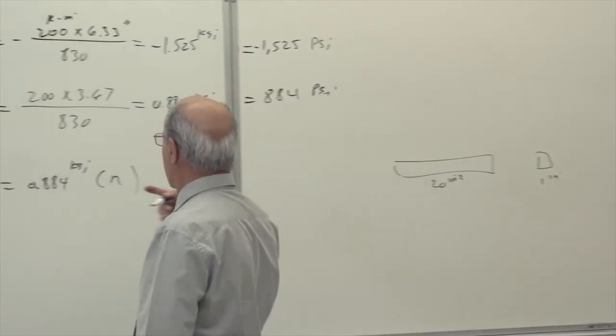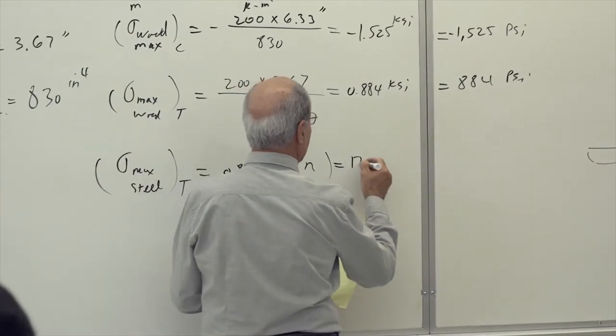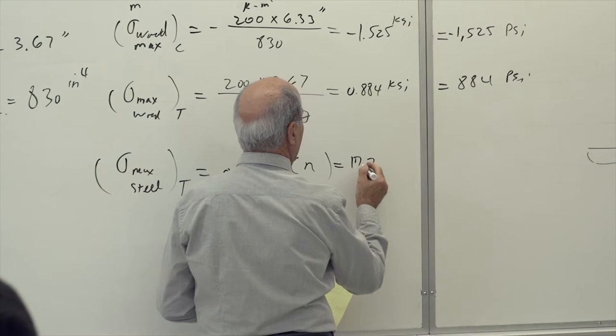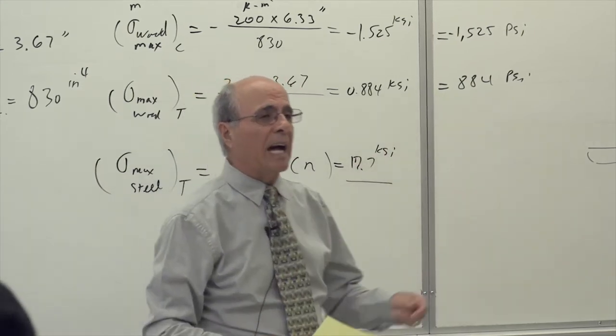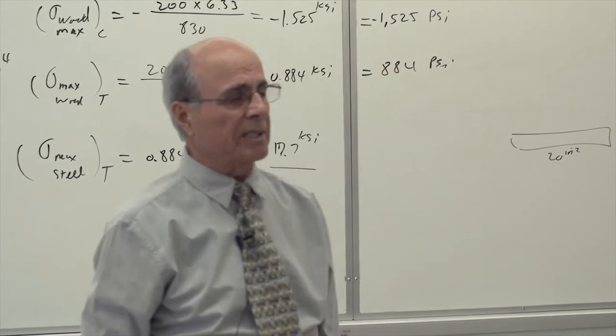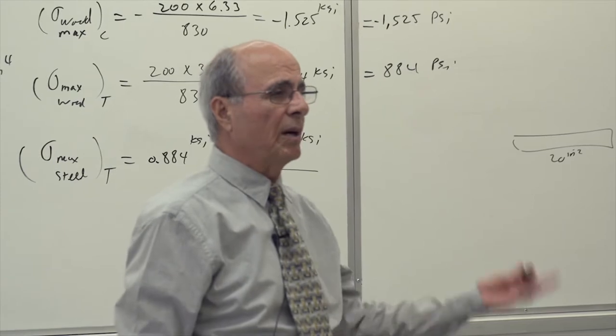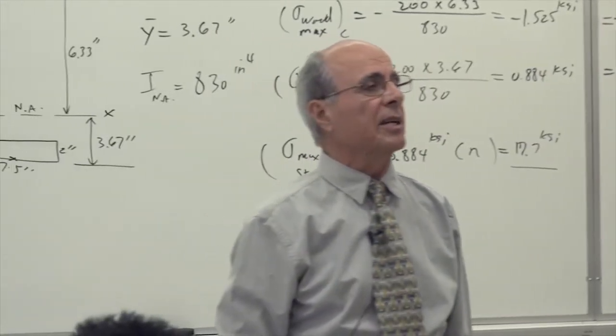Very simple. But I'm saying it this way so you will see it becomes 17.7 ksi, almost 18 ksi, which is half the sigma yield of steel. A standard steel has 36 ksi, so you have a factor of this. You see how much help the steel is there. Is that correct or not?